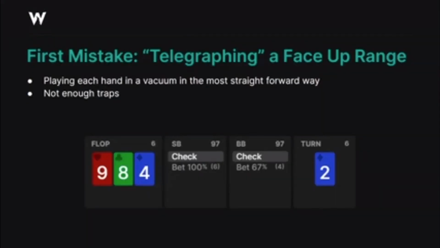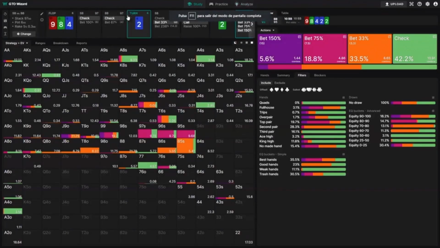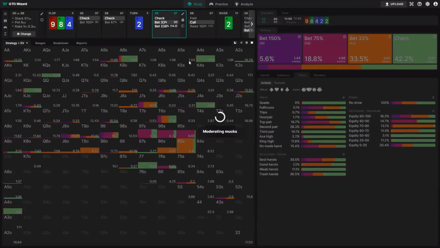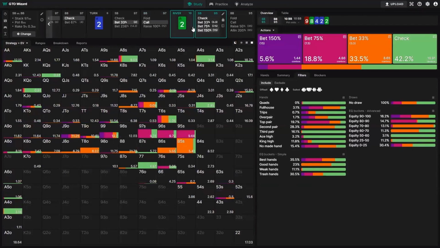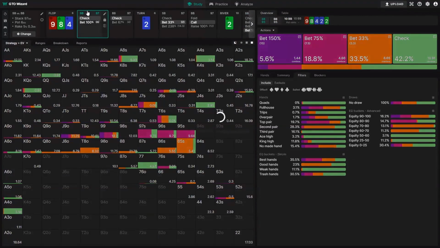So let's talk about the first mistake, which is telegraphing a face-up range. So playing each hand in a vacuum in the most straightforward way and not having enough traps in a spot where our range should have a decent amount of traps. All right, so we're in this spot, check, check, bet a third on turn, and we see that there's a split between an overbet and a block, and there we get to the river, we have 3 options: block, 3/4, and overbet. And let's look a little bit at the ranges that get to the river.